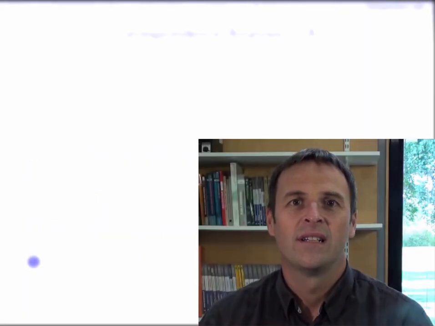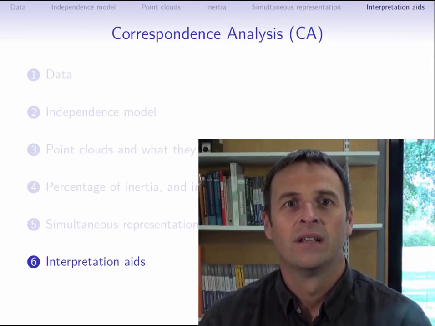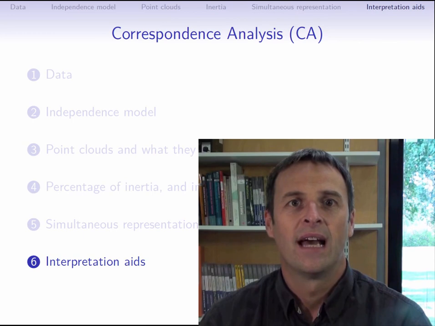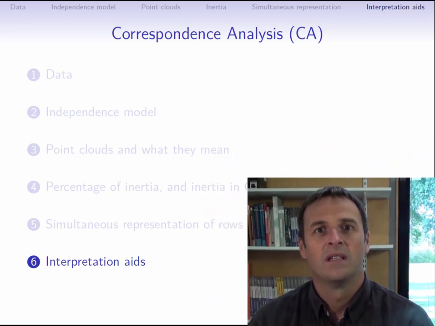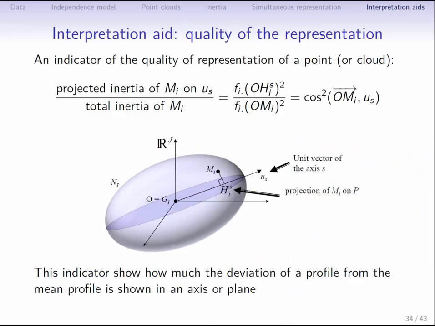Let's now move on to classical interpretation aids, including the quality of the representation and contributions. These aids are common to all of the various principal component methods we see in this course. The quality of representation of a point can be measured using the same criteria we use for a cloud. That is, the projected inertia of the point divided by its total inertia. This criterion shows us how much the deviation of the profile from the mean profile is represented by each dimension.